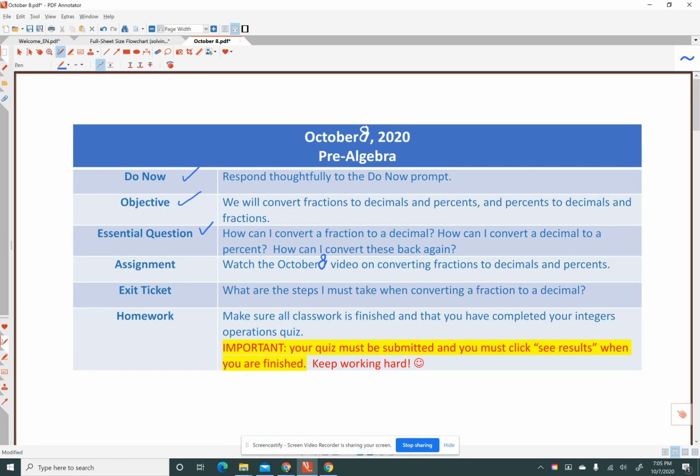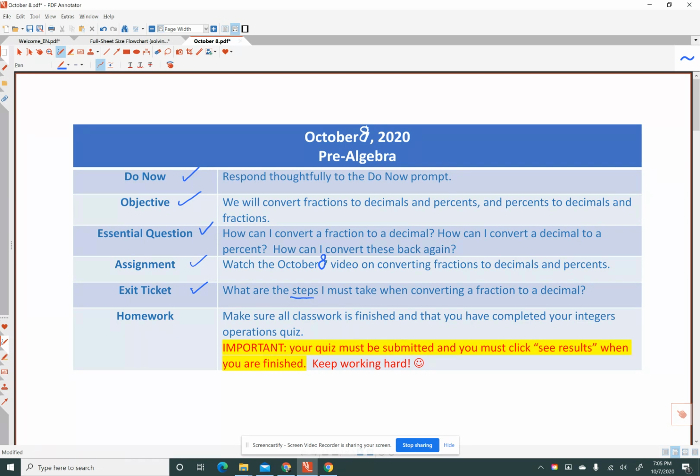And then how can I go back in the other direction, so that I can end up with a decimal or a fraction? Our assignment will be to watch our October 8th video and do the pages. There's one page today that goes with the video. And our exit ticket asks, what are the steps I must take when converting a fraction to a decimal? We want you to think very specifically about that.